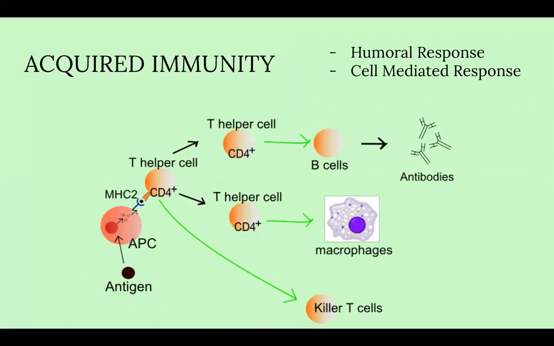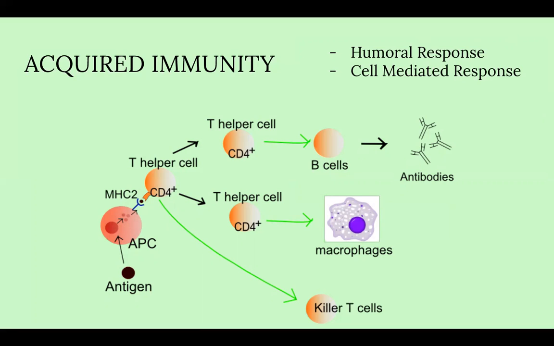Then there is acquired immunity, and that is really commonly found in vertebrates only. And so there are two responses: the humoral response and the cell-mediated response. The humoral response basically just happens in the blood. The first step is an antigen enters the body, and then the helper T cell recognizes the shape of the antigen, and that sets off a series of responses.